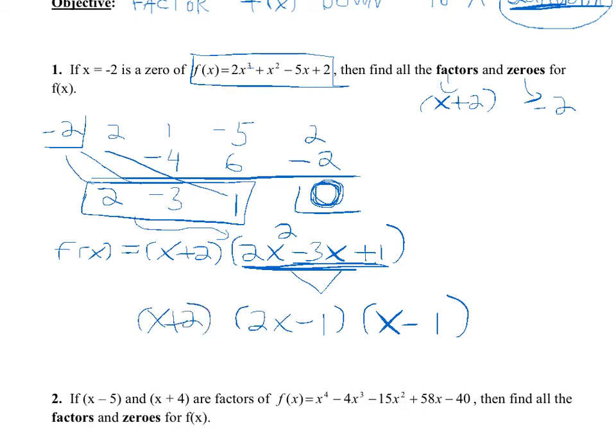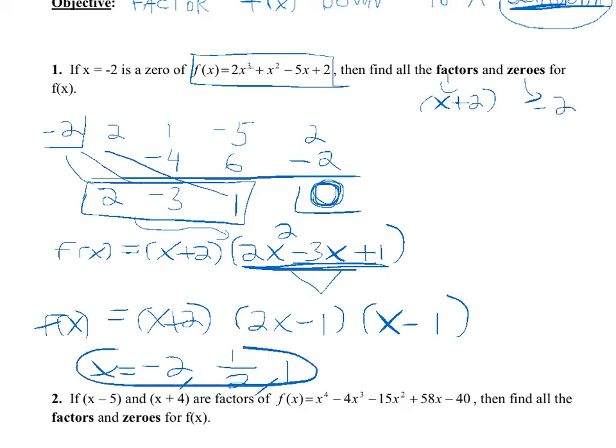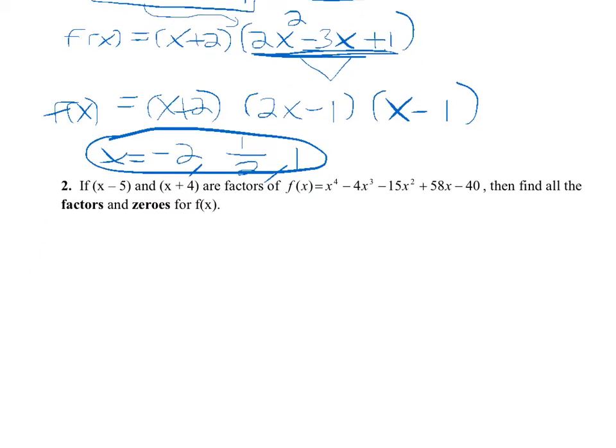So now, these are all the factors. These are the 3 linear factors for this cubic function. So therefore, I've proven that x equals -2 is a 0, which was given to us. For this 2x minus 1, when you set that equal to 0, it's 1/2. For x minus 1, you set that equal to 0, you get 1. So these are our 3 zeros: -2, 1/2, and 1. Okay, let's go to number 2.